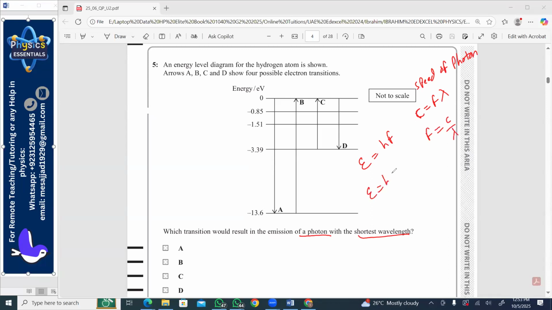So you just put E as hc over lambda, and from here you are saying that the energy will be highest if the wavelength is shortest. So the energy is actually highest for this and this. If you see here, that is energy 0, and here's minus 13.6. So 0 minus 13.6. This is the highest energy that you can have for this kind of transition. So when you have the highest energy, you have the shortest wavelength. So you will say that it should be A. Okay.